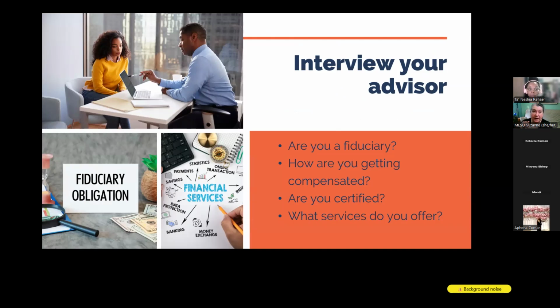The word I want you to look out for is fiduciary. You want to have somebody who is a fiduciary. A fiduciary must work for you. They have to do what is best for you. So you can just ask your advisor, are you a fiduciary? And if they say yes, then you feel much more comfortable about the information that they're giving you. Ask them, how are they making their money?